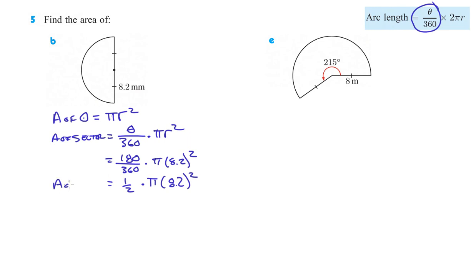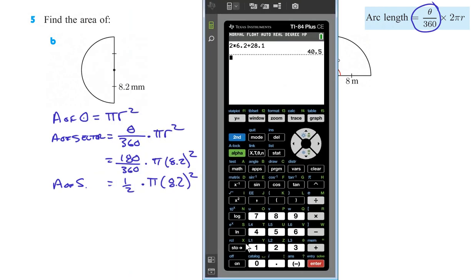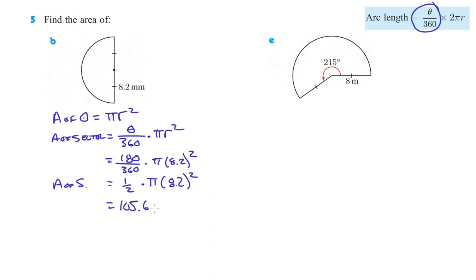So that's going to be the area of the sector. So we can plug that in and away we go. We've got 0.5 times pi times 8.2 squared. All right. Gives us 105.6 millimeters squared, since we're talking about area. So the area of that piece there is 105.6 millimeters squared.